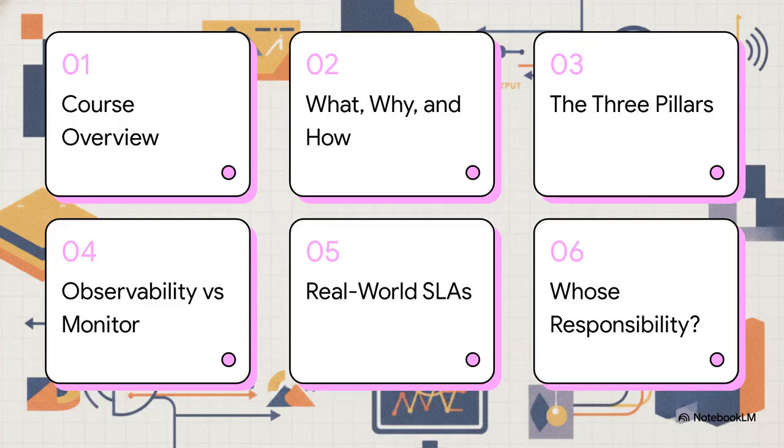So here's our mental map for the explainer today. We'll start off with a quick course overview, followed by the what, why, and how of it all. Then we'll hit the three pillars: observability versus monitoring, real-world SLAs, and finally, whose responsibility is it anyway? Today is all about cementing those core fundamentals before we get our hands dirty later on.